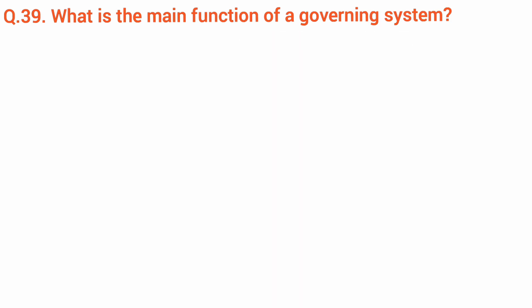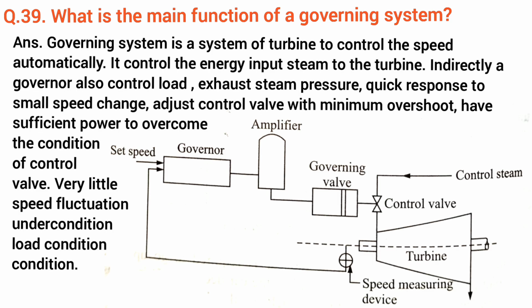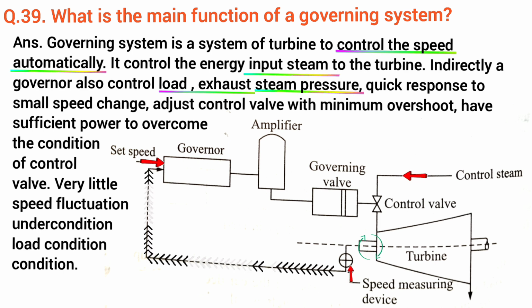What is the main function of a governing system? Governing system is a system of turbine to control the speed automatically. It controls the energy input steam to the turbine. Indirectly, a governor also controls load and exhaust steam pressure, gives quick response to small speed change, adjusts control valve with minimum overshoot, has sufficient power to overcome the back force of control valve, and allows very little speed fluctuation under constant load and steam condition.